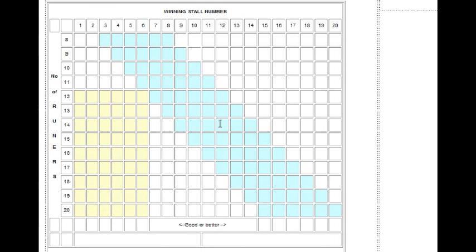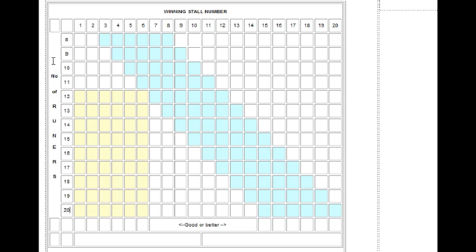Right, this is the basics of a chart. This is an empty chart, of course, and across the top here we've got the winning stall number. We've got stall number 1 up to 20 on this chart, and down the side here we've got the number of runners, which is number 8, 9, 10 all the way down to 20 there.